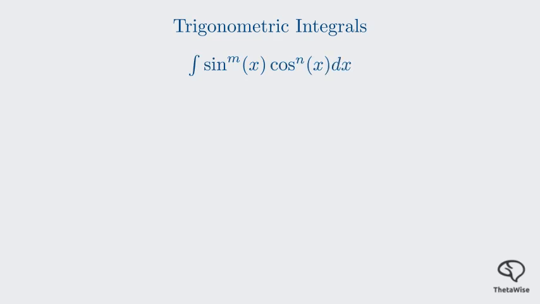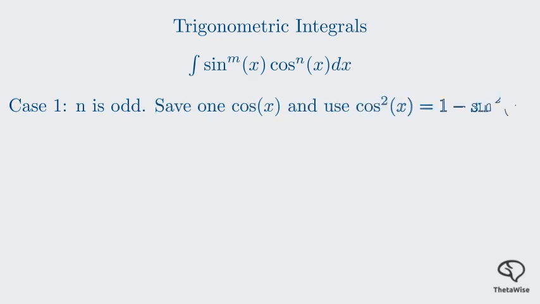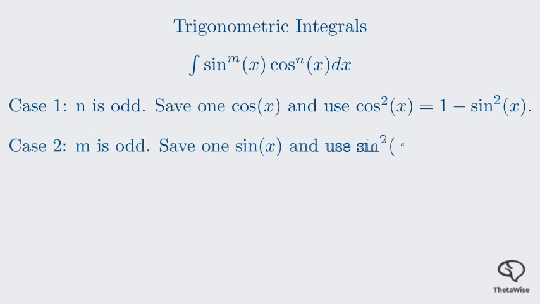Case 1. If the power of cosine, n, is odd, we save one cosine factor and use the identity cosine squared of x equals 1 minus sine squared of x. So if n is odd, we save a cosine and use the identity cosine squared equals 1 minus sine squared. Case 2. If the power of sine, m, is odd, we save one sine factor and use the identity sine squared of x equals 1 minus cosine squared of x. If m is odd, we save a sine and use the identity sine squared equals 1 minus cosine squared.